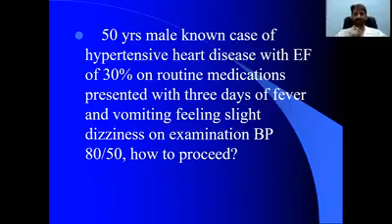Starting with this case scenario: a 50-year-old male, known case of hypertensive heart disease with EF of 30% on routine medications, presented with 3 days of fever and vomiting, feeling slightly dizzy. On examination, blood pressure 80/50. How to proceed? And commonly, these kinds of patients who have their echo report with them are showing EF of 30%.